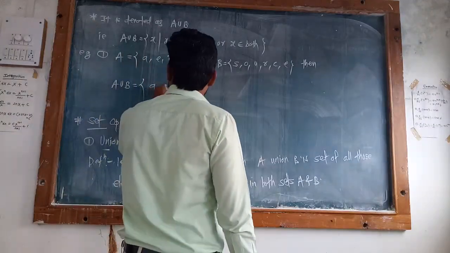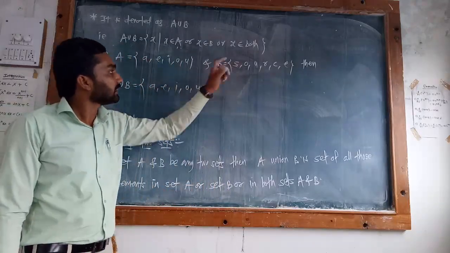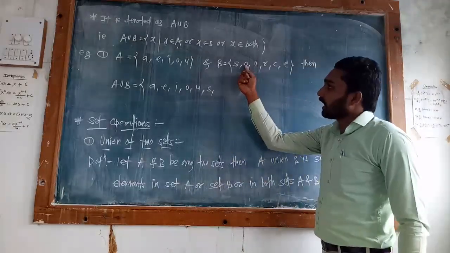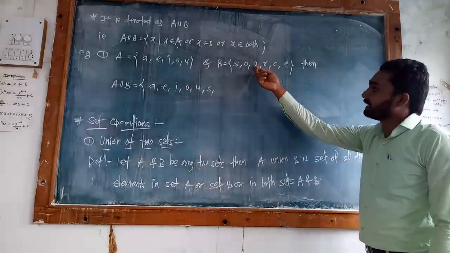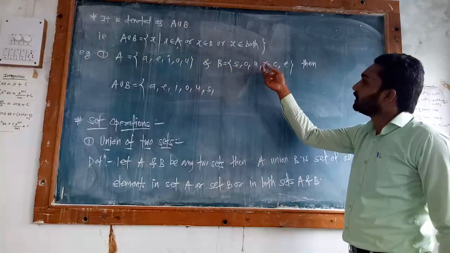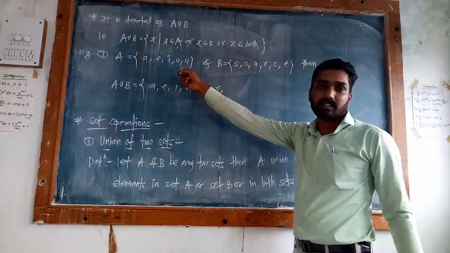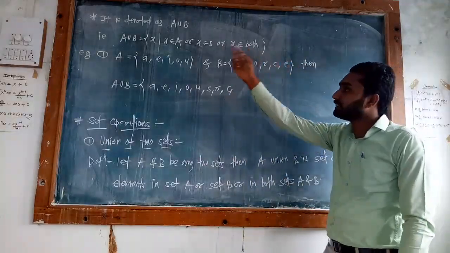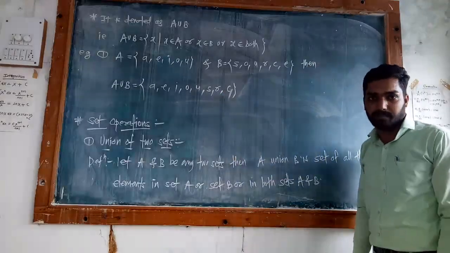Therefore, A union B is a, e, i, o, u. Then what are the elements in B? S is also in B. Then o is also in B, but also in A, so don't write o again. Then next element is u. U is also in set A already, so don't take u. The next element is r. Then c. Is c in A? No, so take c. Then e. E is already in set A, so don't take e again. So therefore this is your A union B. Okay.